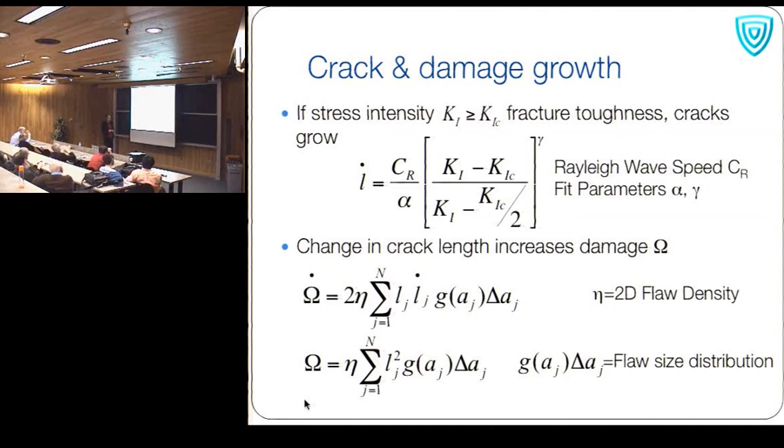And then this G delta A is just the probability that any particular flaw lives within that family. Okay, so it's like a weighted average of your crack length squared. And you can also calculate damage rate and use that to get damage, or just go to damage directly from your crack length.